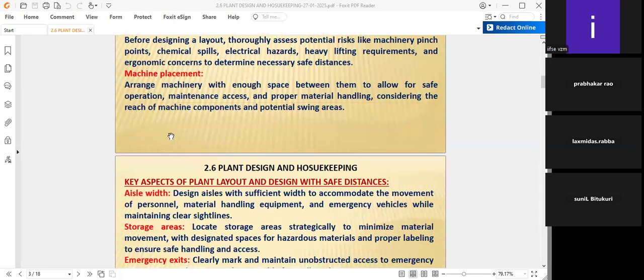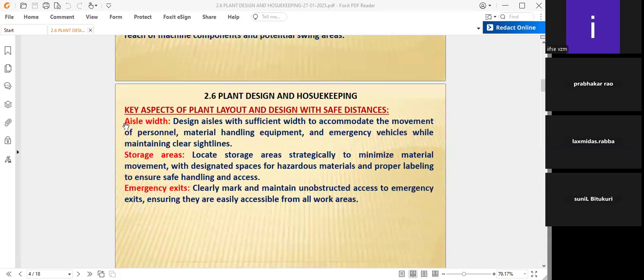This is the second aspect. The third aspect is aisle width. What are the corridor widths, the walkway distances, and the balcony distances? We have to see that there is sufficient width to accommodate the movement of personnel, material handling equipment, and emergency vehicles while maintaining clear sight lines. Because the width is also very important, where the compound wall is, where the transportation will be taken care of, the raw material main storage, and then going to the process department, service storage.